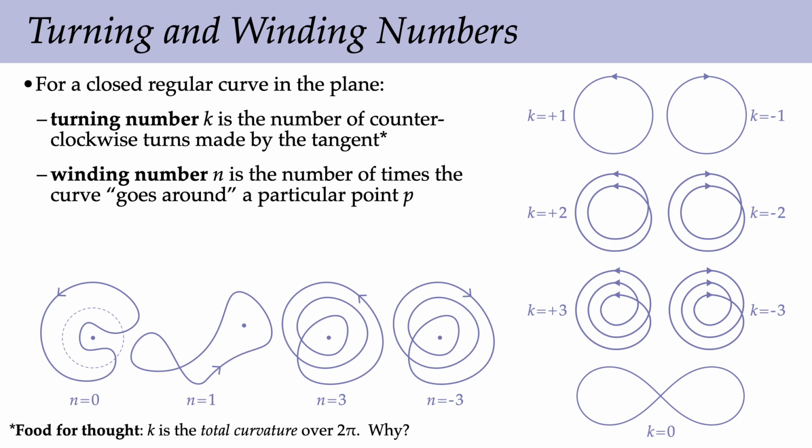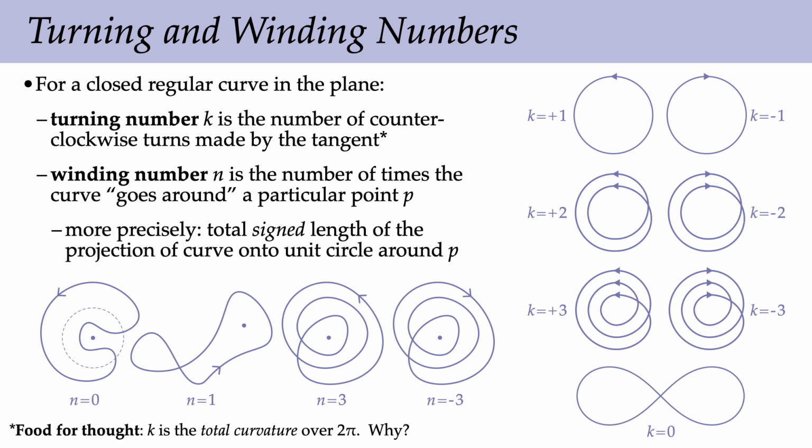But what do we mean exactly? How can we make this more precise? So there are a number of ways you can give a precise definition to the winding number. One of them is to say that it is the total signed length of the projection of the curve onto a unit circle around the given point.